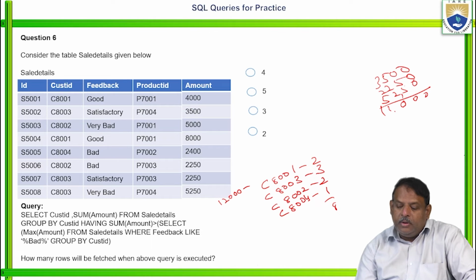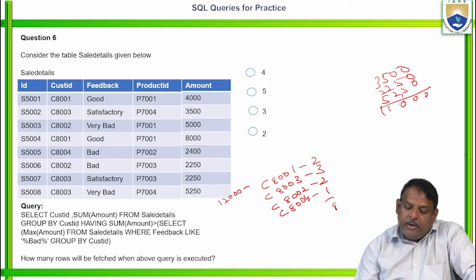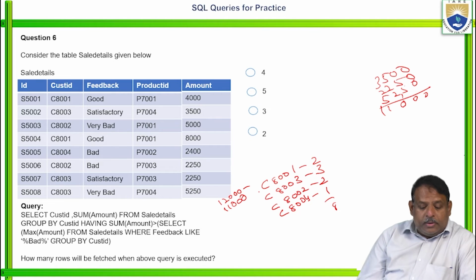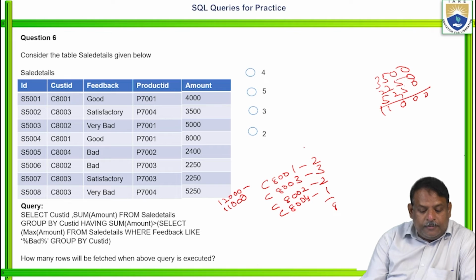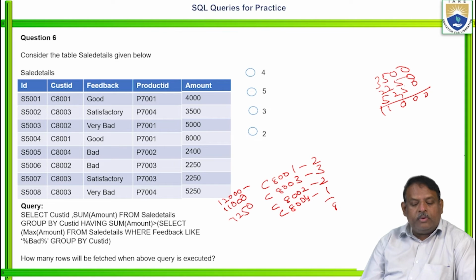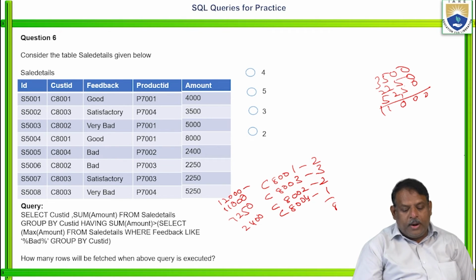Is it 11,000? 005, 10, 11. This is 11,000. Okay. C802, 5,000 and 7250. So it is 7250. What is C04? One record, that is 2400. Okay, this is the group data.